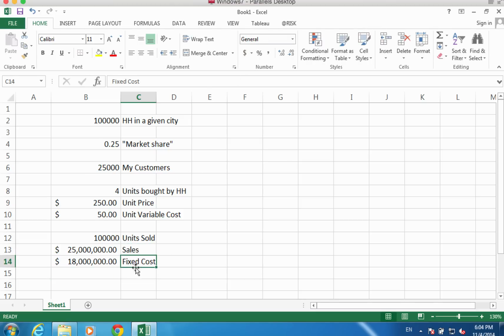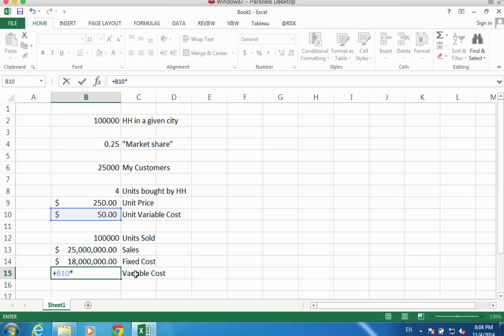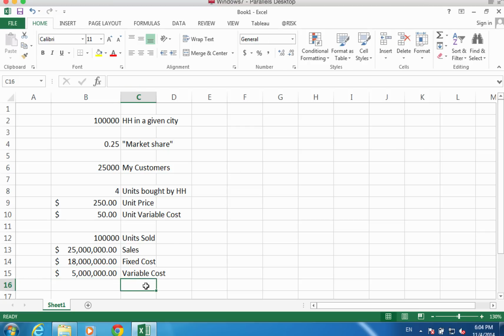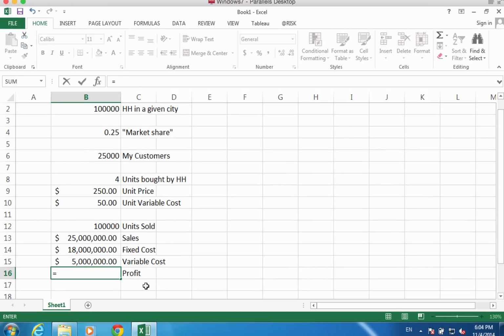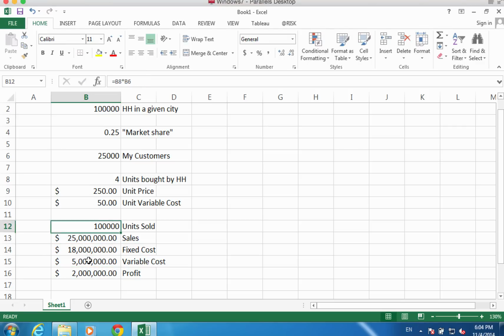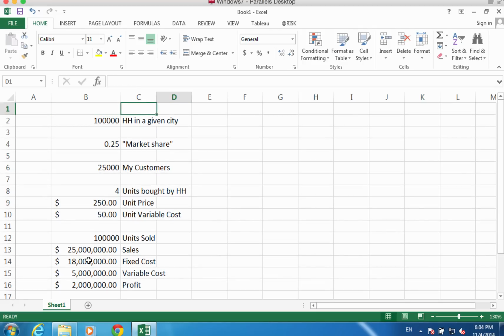So we have sales, we have fixed costs, we have variable costs. Variable cost is going to be equal to unit variable cost times units sold. So here I have 5 million. So profits finally is going to be equal to sales minus fixed cost minus variable cost. So no taxes for simplicity. So I have a profit of $2 million. So this is the model. This is a deterministic model.